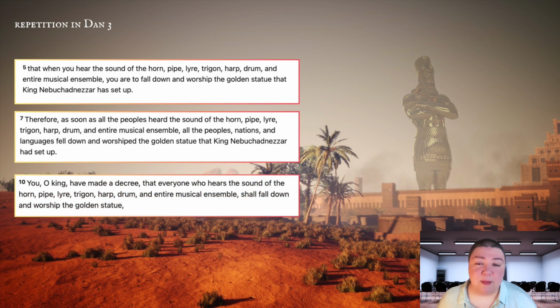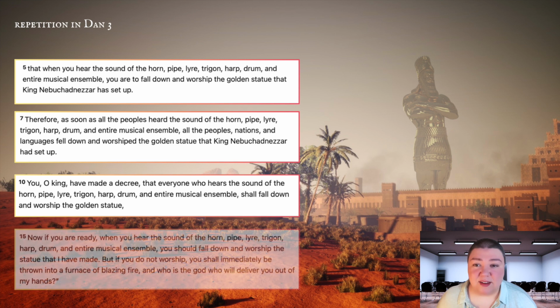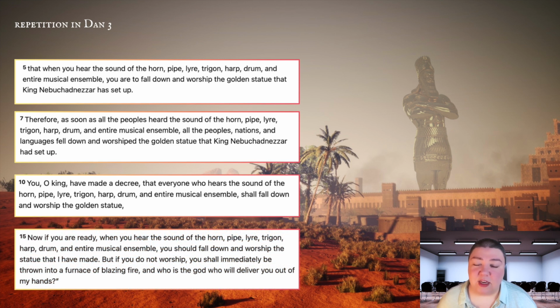Verse 10 and 15. You, O king, have made a decree that everyone who hears the sound of the horn, pipe, lyre, trigon, harp, drum, and entire musical ensemble shall fall down and worship the golden statue. Now, verse 15. Now, if you are ready, when you hear the sound of the horn, pipe, lyre, trigon, harp, drum, and entire musical ensemble, you shall fall down and worship the statue that I have made.